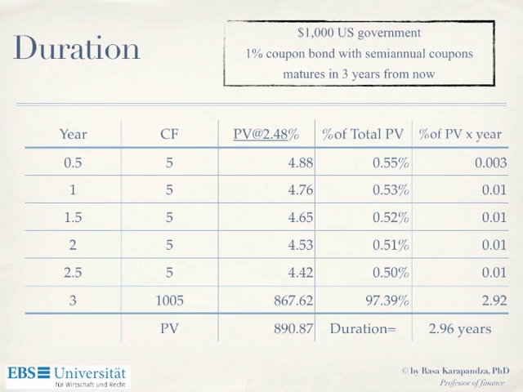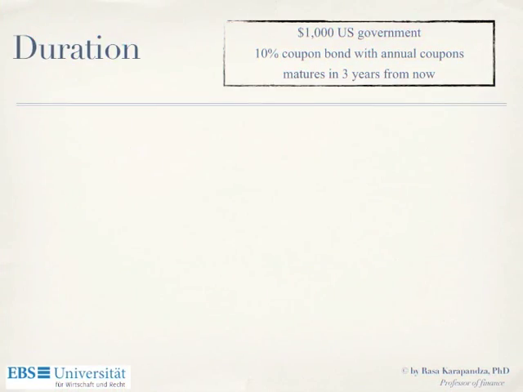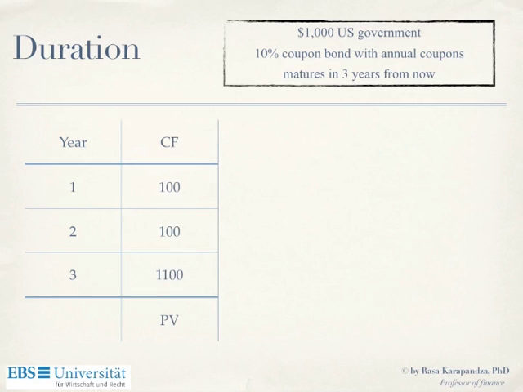And now let's try to understand what is the point of this number. What does this 2.85 actually mean? Let's see that on a simpler example. Let's observe just a simple $1,000 bond, with a face value of $1,000. It has 10% coupons paid annually. So every year you get 10% of the face value, which is $100.